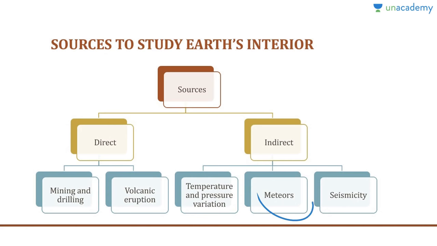Now, the meteors are also an indirect source to study Earth's interior, because as I told you, meteors and asteroids are all solar system objects. By understanding their composition or how they have formed, we can also understand the Earth's interior. The third indirect way is seismicity. This we'll be studying separately in detail in a different lesson. So, all these direct and indirect sources help in studying the Earth's interior.